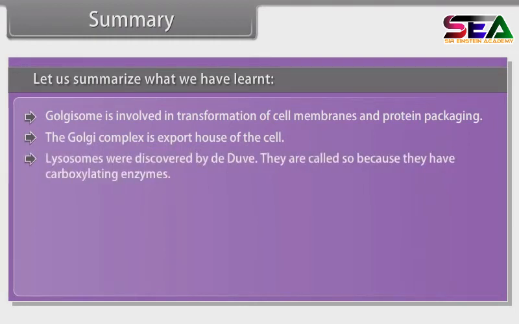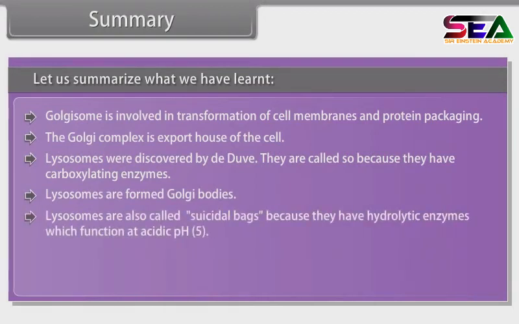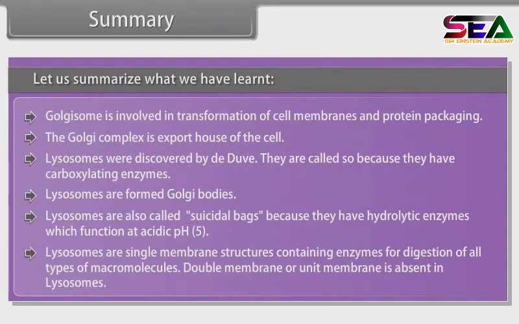Lysosomes were discovered by De Duve. They are called so because they have lytic enzymes. Lysosomes are formed by Golgi bodies. Lysosomes are also called suicidal bags because they have hydrolytic enzymes which function at acidic pH of 5. Lysosomes are single membrane structures containing enzymes for digestion of all types of macromolecules. Double membrane is absent in lysosomes.